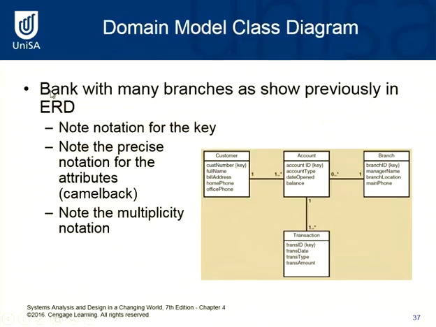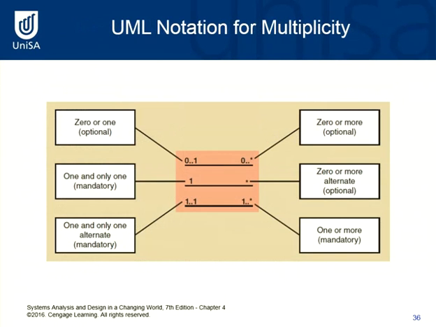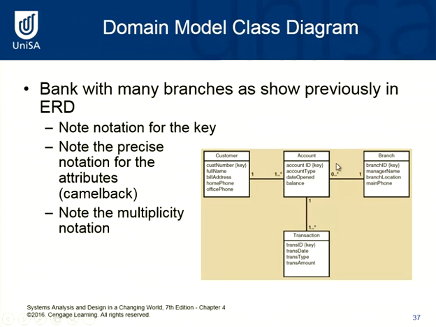So this is the bank example again, which I showed you the entity relationship diagram version. This is the domain model class diagram version. Again, we can see the notation here and the cardinality. And what they have left out is the naming of the actual association or the relationship. Get into the habit of actually including a name in here.